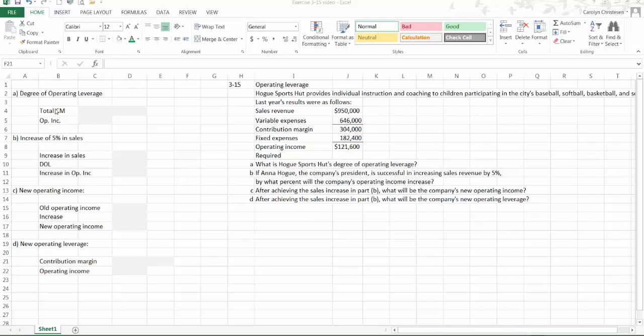All right, so over here I have our information that we need for degree of operating leverage. Remember that degree of operating leverage is total contribution margin divided by operating income. So we're going to take our total contribution margin, in this case $304,000, divided by our operating income, and that will give us our degree of operating leverage, 2.5.